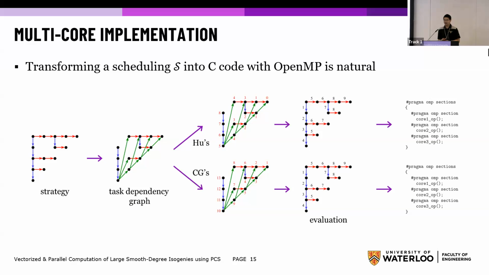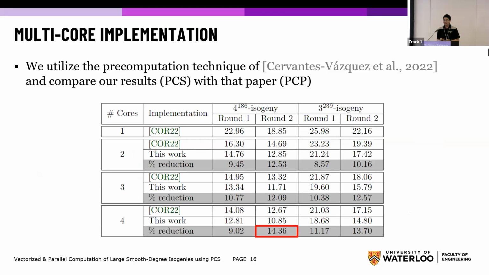So for the first multi-core implementation, we just extend our PCS framework 1 step further, because here when we obtain the evaluation, it is natural and straightforward to change that evaluation into C code using OpenMP. And by that, we do the implementation. We use the pre-computation technique proposed by Vasquez et al. from last year, and compare our results, which use PCS, with that paper, which uses PCP.